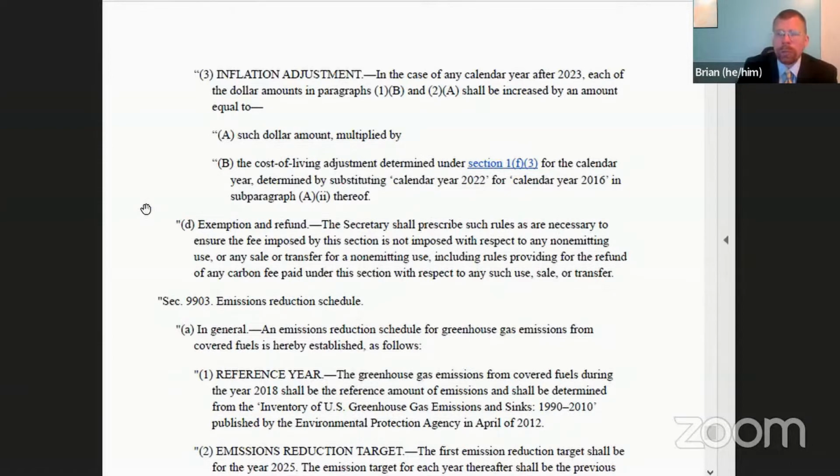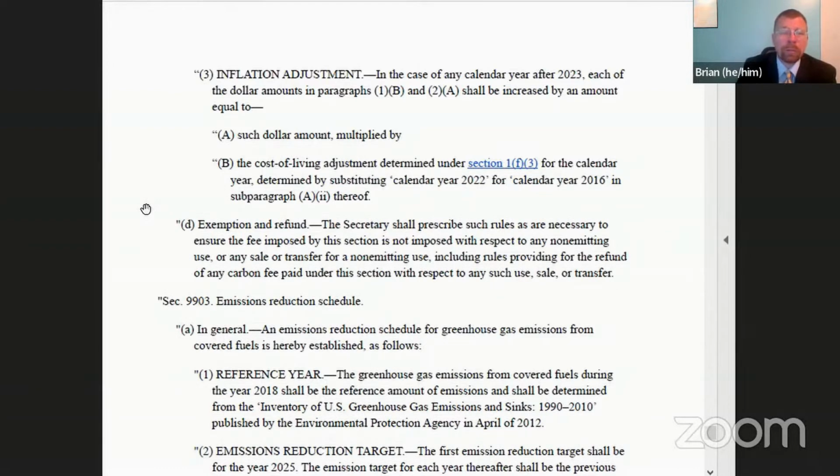Section 9902 in the model legislation included some exemptions for the armed forces. Now, as you probably heard us talk about in previous sections, the United States military is the largest single consumer of fossil fuels on the planet. And so there was the thought of, well, maybe it'll be better for the military if they don't have to pay the same carbon fee as everyone else does.